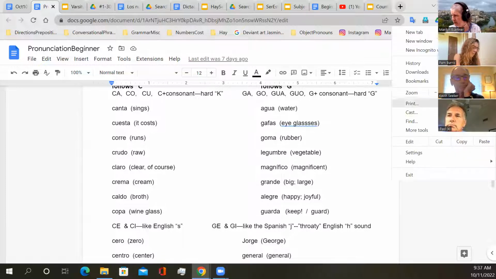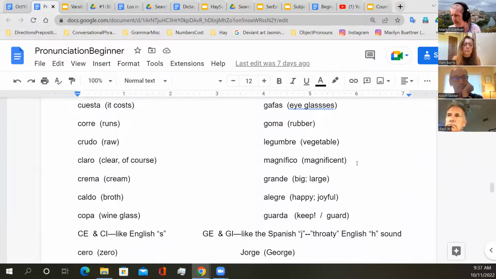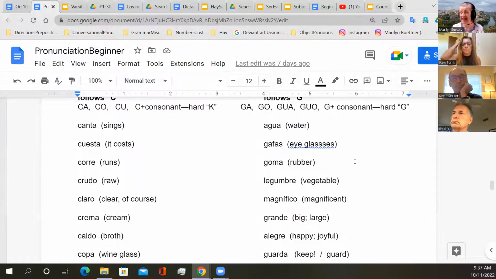I'm going to make these a little bit bigger. Voy a engrandecer esto un poquito más. Okay, vale, mejor, better. So we've got agua. Repeat: agua, agua. G-U, hard G, right? Agua. Okay, gafas.